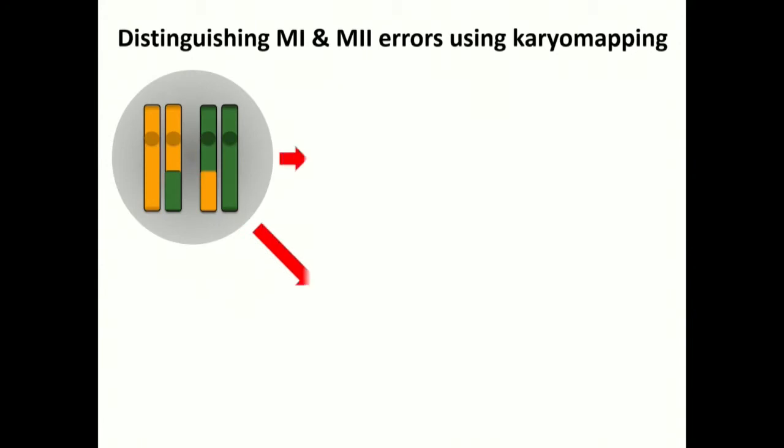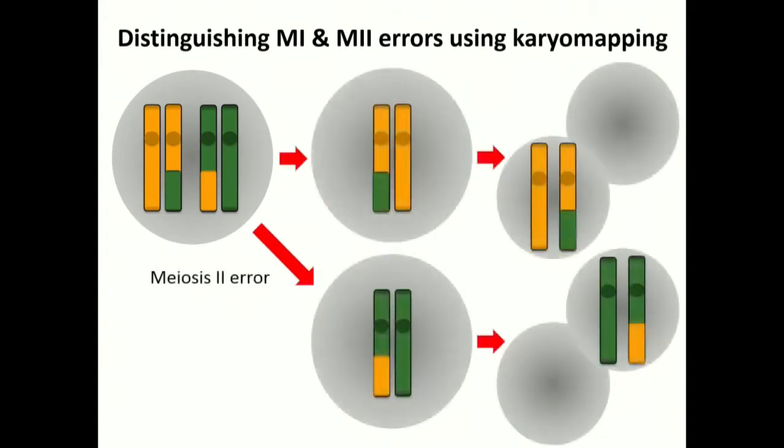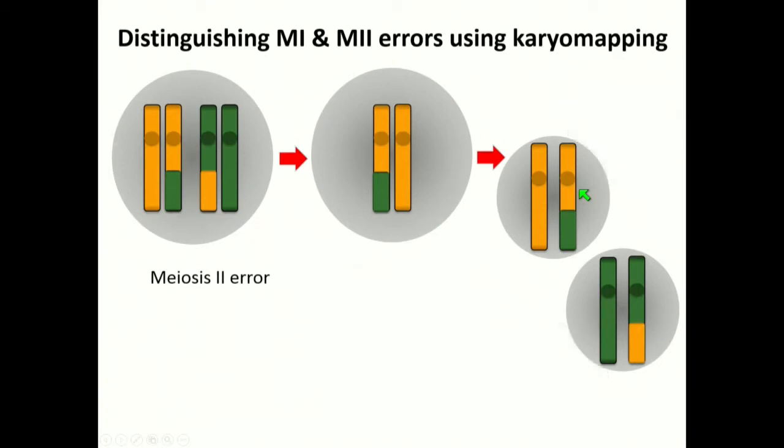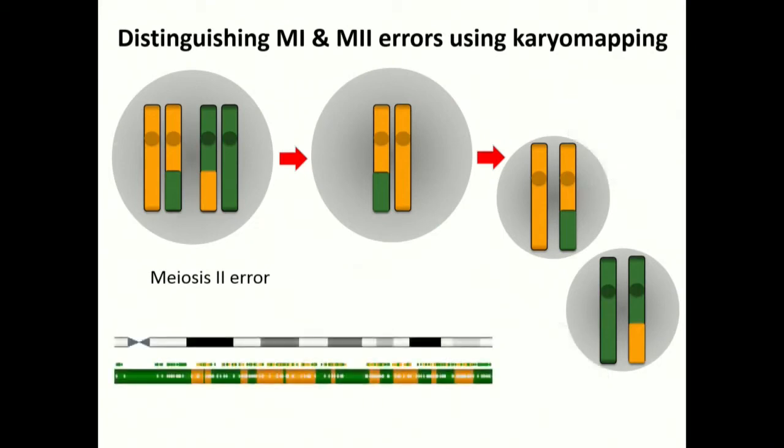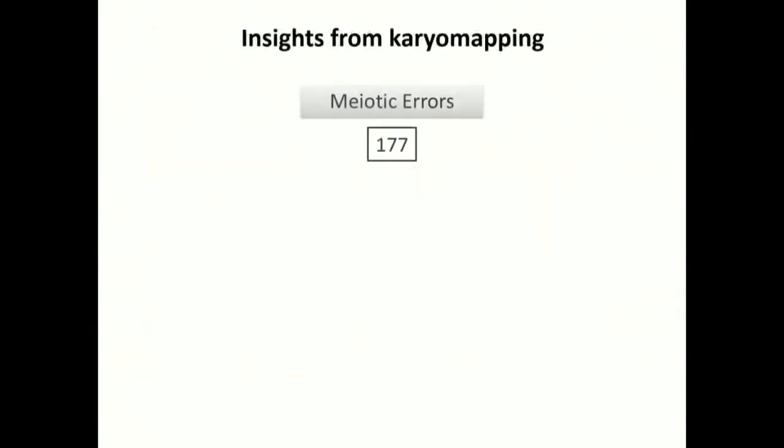If you had an error in meiosis 2, so meiosis 1 goes fine, but then you get a failure of the chromatids to divide in meiosis 2, the difference here is that both the centromeres are identical. So sure enough, when you look at karyomapping, here's the centromeric area of this particular chromosome, and all of the SNPs are from the same chromosome. So that's how you can actually tell the difference between the two.